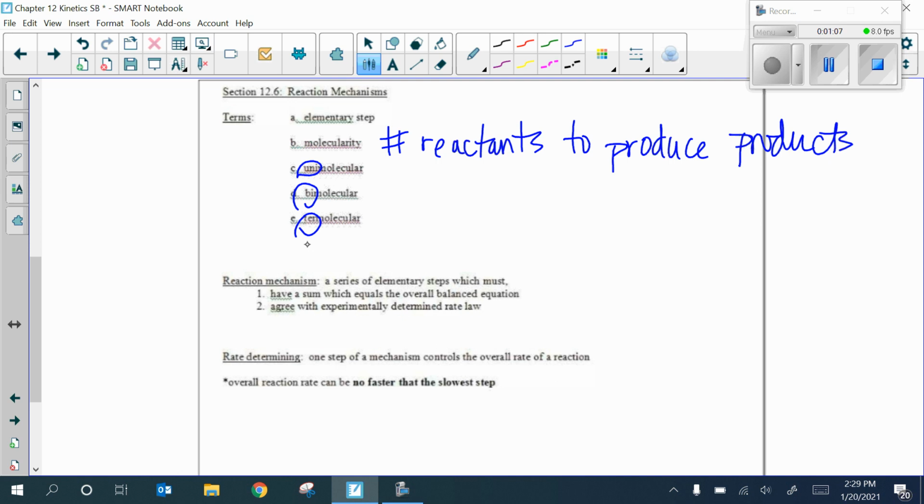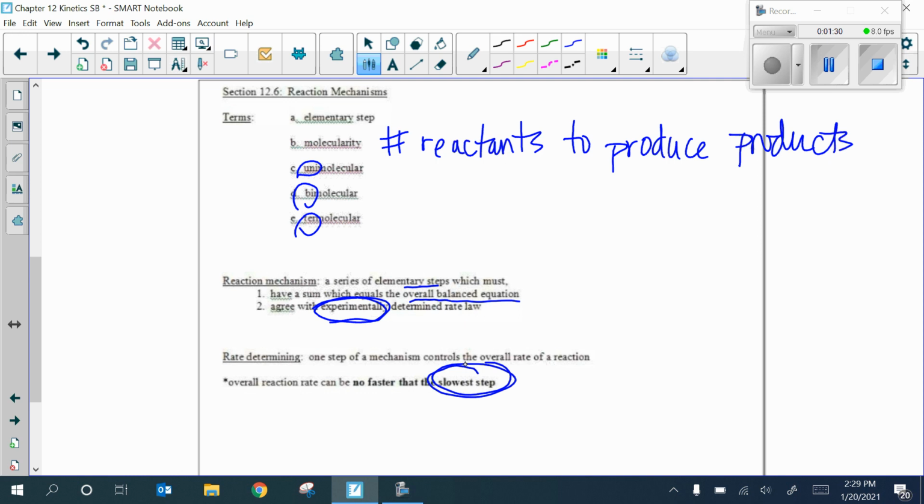So a reaction mechanism is a series of elementary steps, so a series of equations that the sum has to equal the overall balanced equation that's given. And then again, we talked about that our rate law has to be done experimentally to see if it agrees. Now, our rate determining step, I want you to focus on that it has to be this slow step.